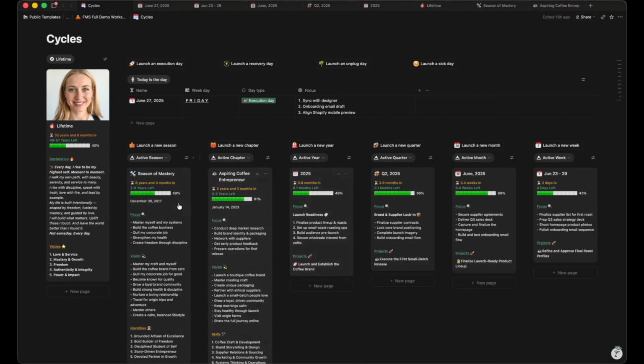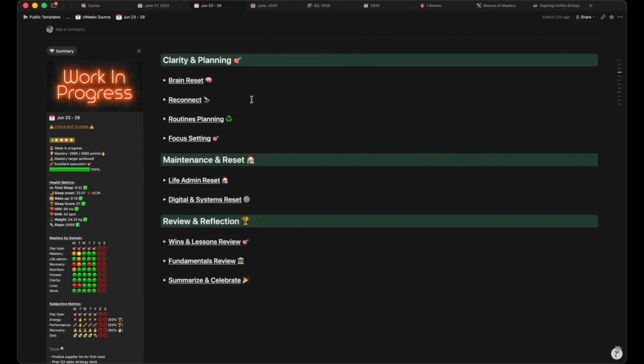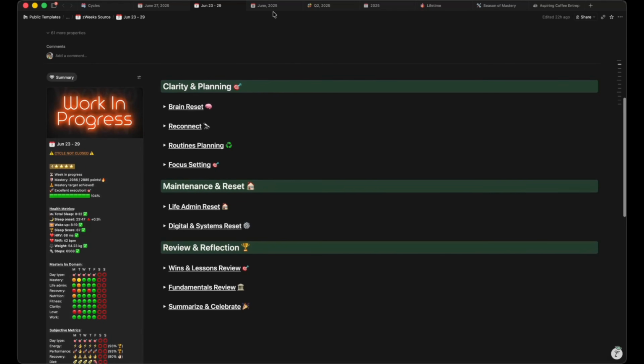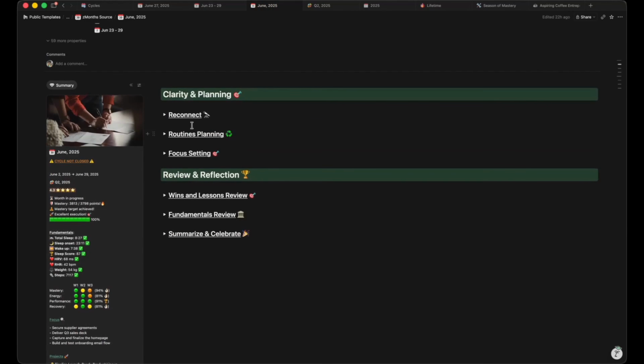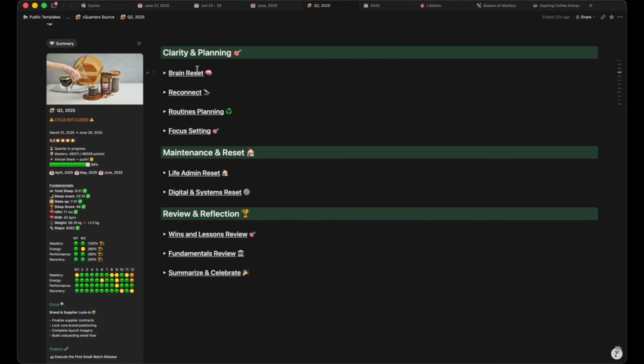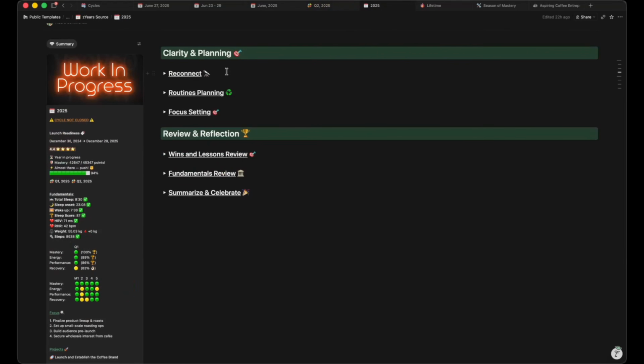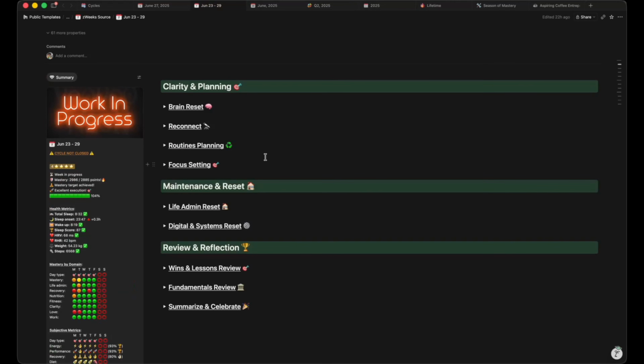And what's awesome is that every single cycle is modeled as a separate Notion database. So when we open them up, let's go to the week, for example. Every single cycle has a specific internal structure that drives those key optimization stages. Here's your clarity and planning, some resets, and of course, the reflection and review part. And if we go to the months, you can see a similar structure. Here's how you do planning in a guided way, and here's how you do reflection. Same with quarters, same with years, and so on. Same structure.